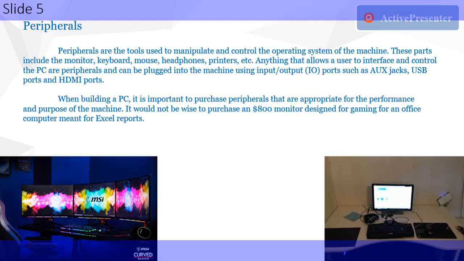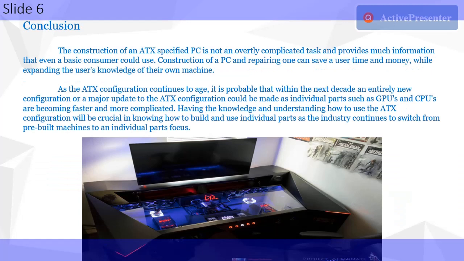When building a PC, it is important to purchase peripherals that are appropriate for the performance and purpose of the machine. It would not be wise to purchase an $800 monitor designed for gaming for an office computer meant for Excel reports. To conclude, the construction of an ATX specified PC is not an overtly complicated task and provides much information that even a basic consumer could use.